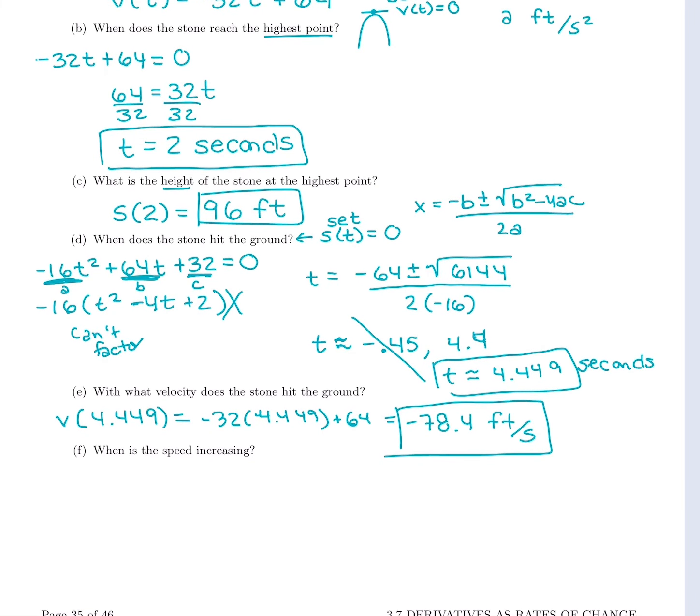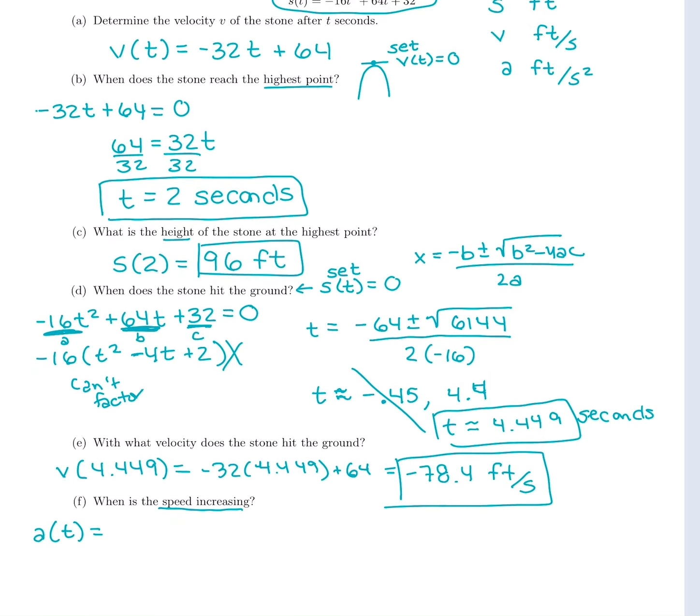And then it says, when is the speed increasing? To figure out when the speed is increasing, we need to look at the acceleration. So I'm going to take the derivative of velocity. My velocity function above was negative 32t plus 64. So the derivative of negative 32t is negative 32. Derivative of 64 is 0. So I have my acceleration and my velocity, negative 32t plus 64. I want to see when their signs are the same.